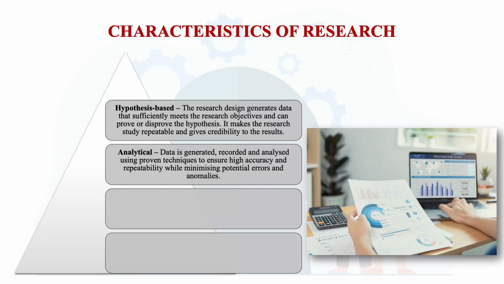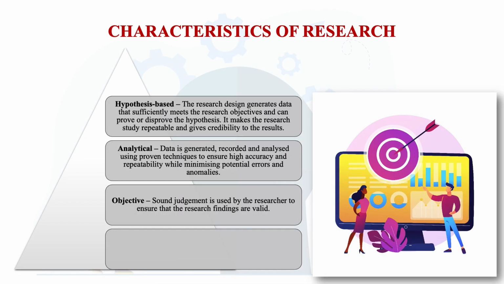For example, it can be very important in earlier research where findings already exist and you are going to do fresh research based on the same hypothesis, and sometimes it can be rejected also. Then there is analytical research. Data is generated, recorded, and analyzed using proven techniques to ensure high accuracy and repeatability while minimizing potential errors and anomalies. Analytical research you can replicate, and you can verify in other areas. Sound judgment is used by the researcher to ensure that research findings are valid.